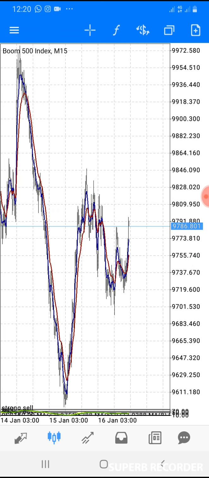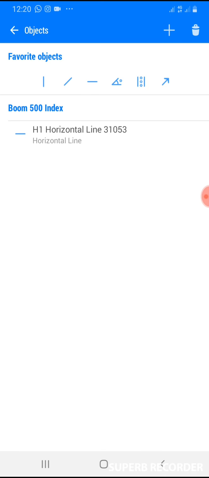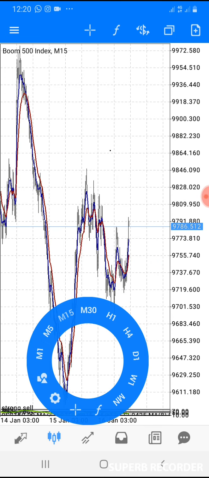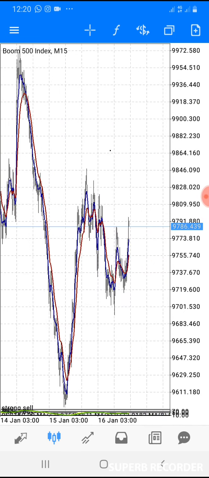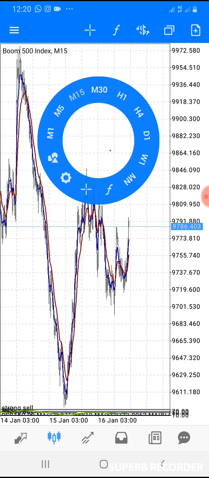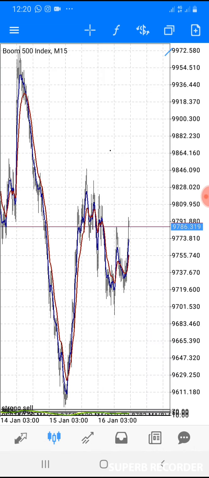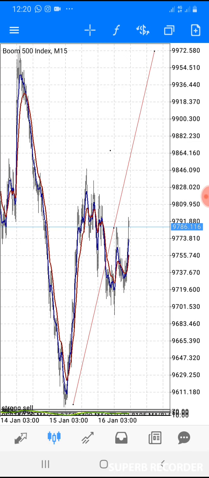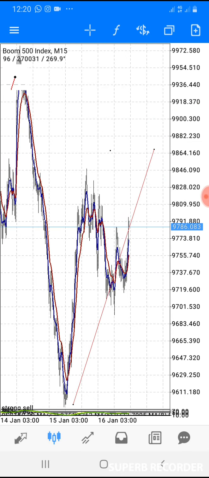Okay, the other way you can do it is by drawing a trend line, maybe in your 1 hour time frame. So you can draw your trend line, like this. Already you can tell that it's in an uptrend.